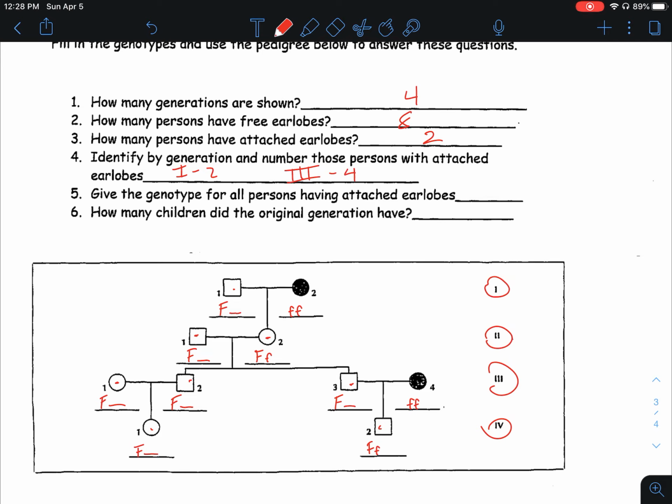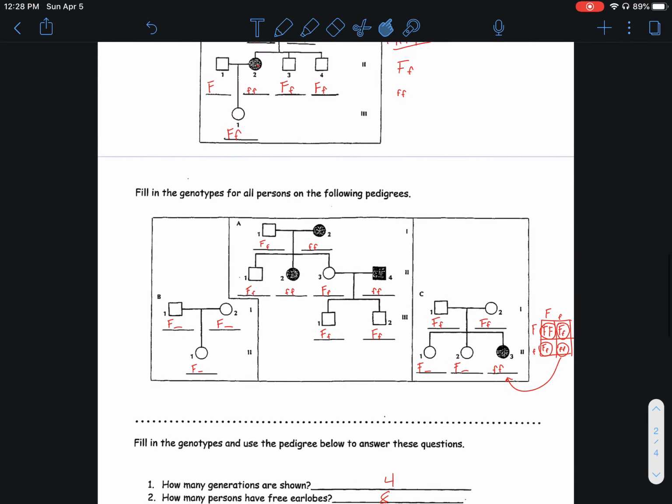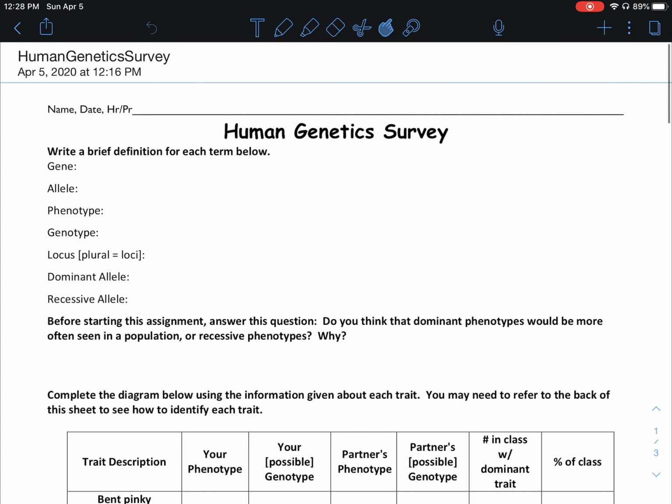Give the genotype for all persons having attached. Well, it's lowercase f, so double lowercase. Homozygous recessive, that would be called technically. How many children did the original generation have? Well, they only had one, so just one child. Okay, so that is the last page for that. Now I just wanted to go into the human genetics survey and just kind of walk through this.